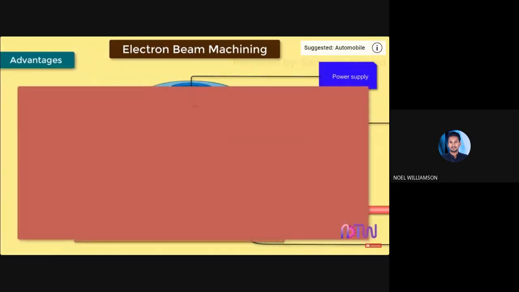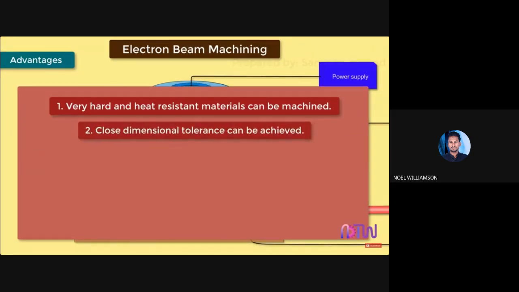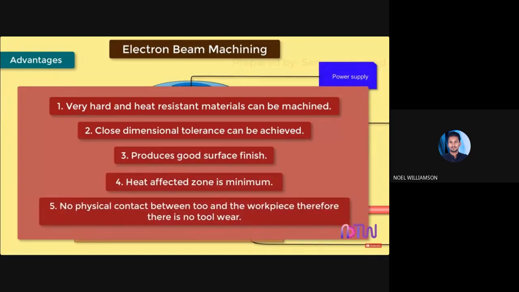Advantages of EBM. 1. Very hard and heat-resistant materials can be machined. 2. Close dimensional tolerance can be achieved. 3. Produces good surface finish. 4. Heat-affected zone is minimum. 5. No physical contact between tool and the workpiece, therefore there is no tool wear.